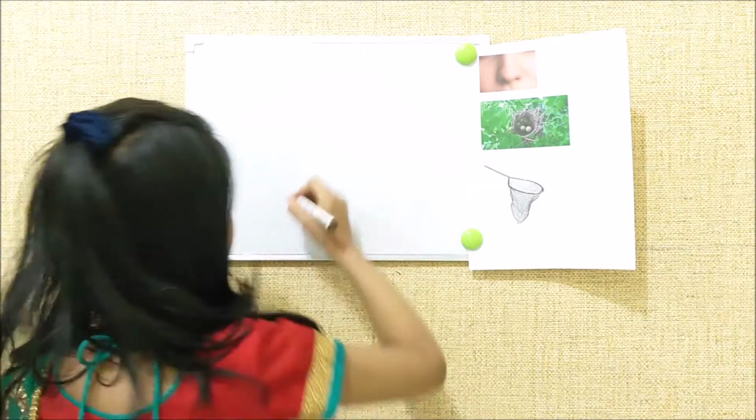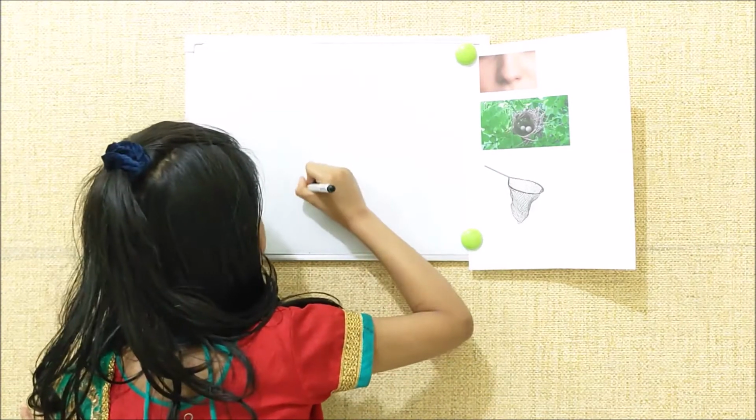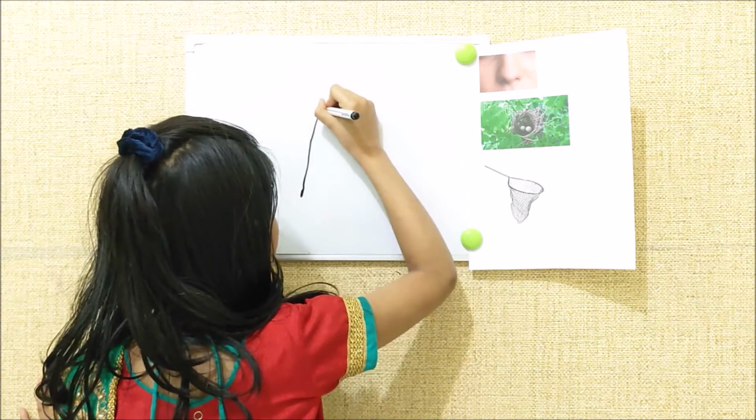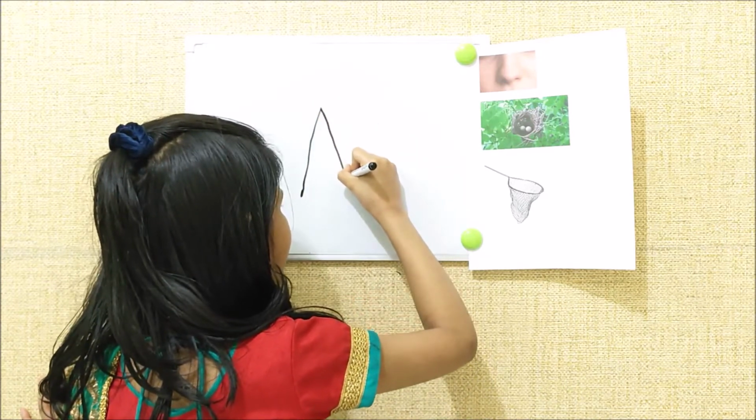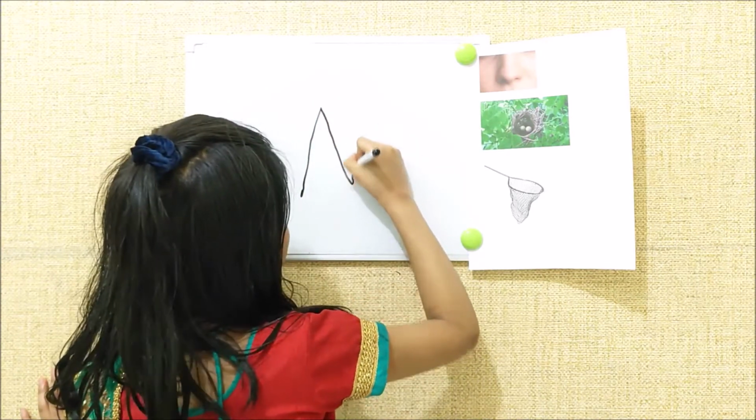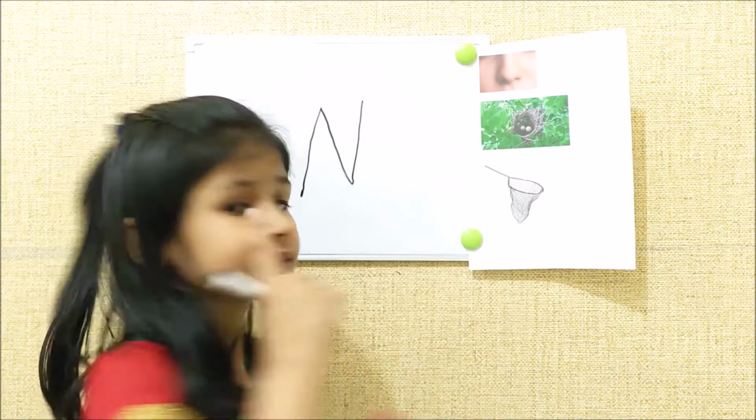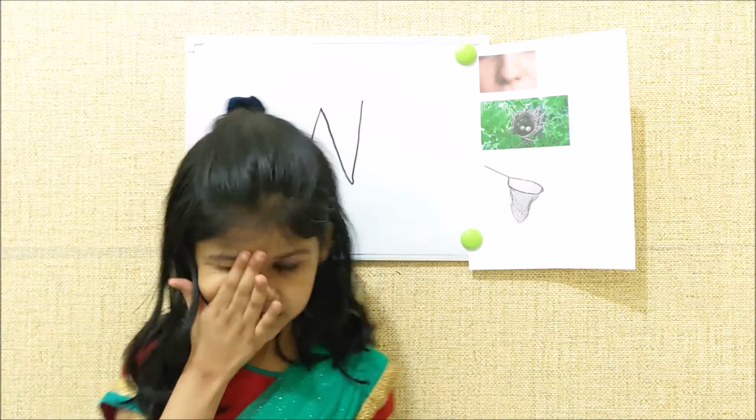So let's start again. You must write a standing line, a slanting line, and a standing line. This is capital letter N.